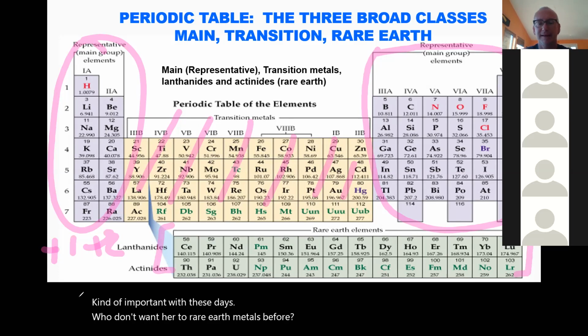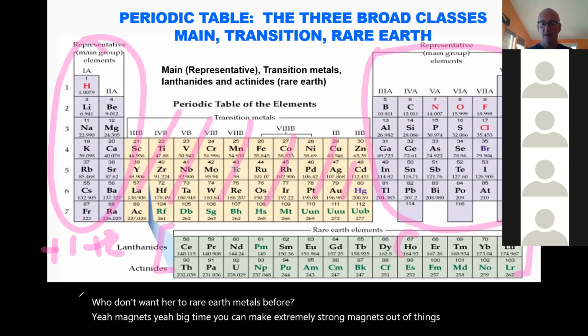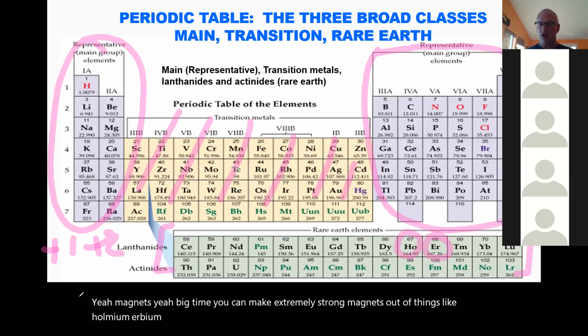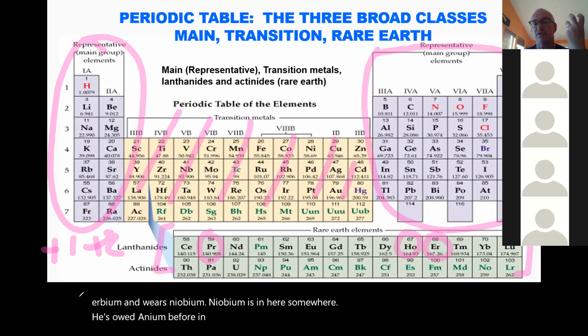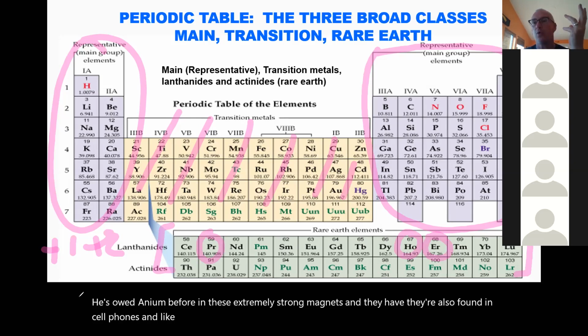Heard of... Yes, the... and magnet. Yeah, magnets. Yeah, big time. You can make extremely strong magnets out of things like holmium and erbium. And where's niobium? Niobium's in here somewhere. Or praseodymium. They form these extremely strong magnets. And they're also found in cell phones and batteries. Like pretty much the whole world now runs on these rare earth metals.